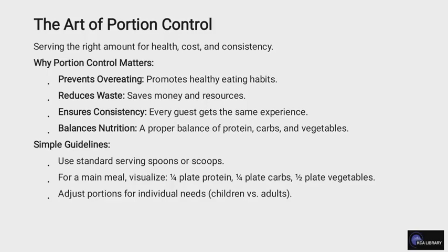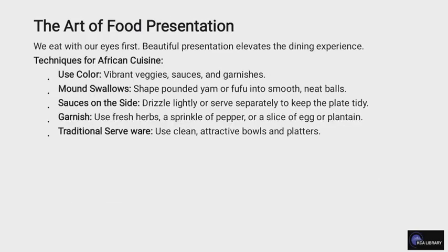Then for a main meal, you visualize about 1/4 plate protein, 1/4 plate carbs, and 1/4 plate vegetable. Then you adjust portions for individual needs, such as the portion needs of children versus those of adults.